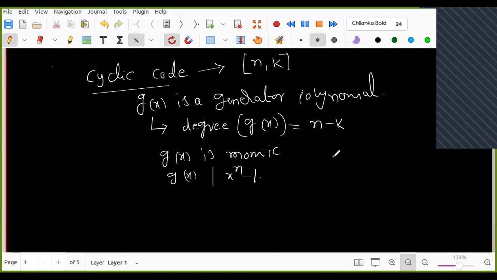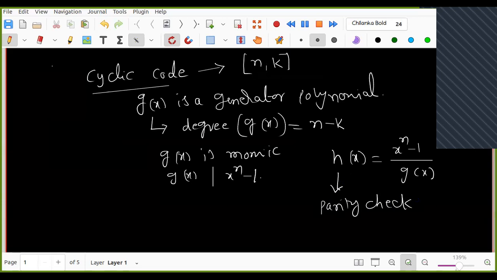Now there is another polynomial, h of x, which is equal to x power n minus 1 divided by g of x, right? So this is the parity check polynomial, but the parity check matrix will be constructed differently. You know that we write the coefficients in the reverse direction, right? You know the reason, that these two become orthogonal. With that we constructed the parity check matrix, right? Okay, h of x is the parity check polynomial.